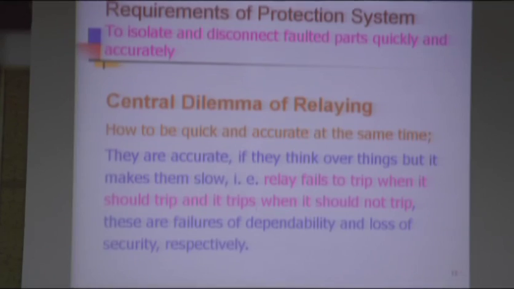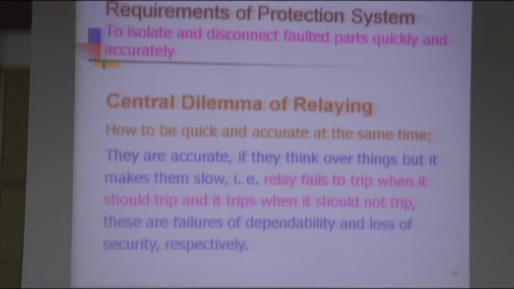Either we will make our action slow, or we may end up with a wrong action. Similarly with relays, how to be quick and accurate at the same time? They are accurate if they think over things, but it makes them slow. When it makes them slow, there can be two things.